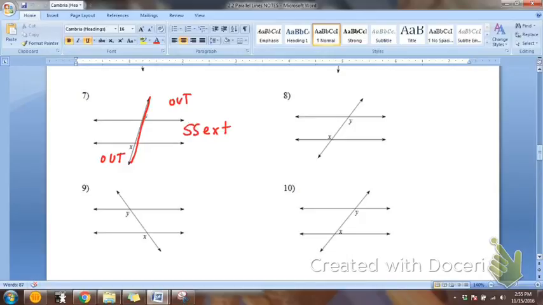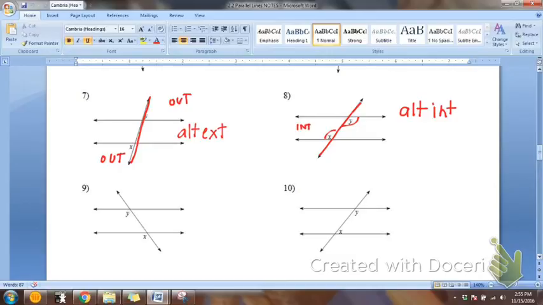Number 8. Patrick, what did you say on number 8? You said same side exterior? Oh, wait. I'm sorry. I wrote the wrong thing. Sorry. Alternate exterior for number 7. So, Patrick, what did you say for number 8? Alternate interior. Why do you say that? Okay, they're both on the interior. Excellent. They're on opposite sides of the transversal. Excellent. So this would be alternate interior. Good.